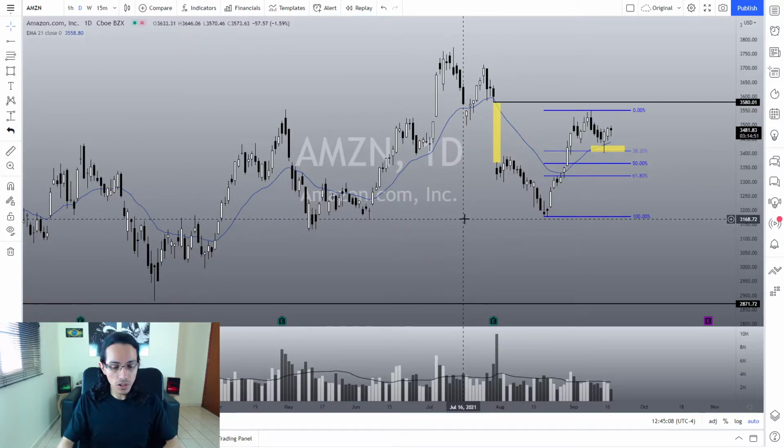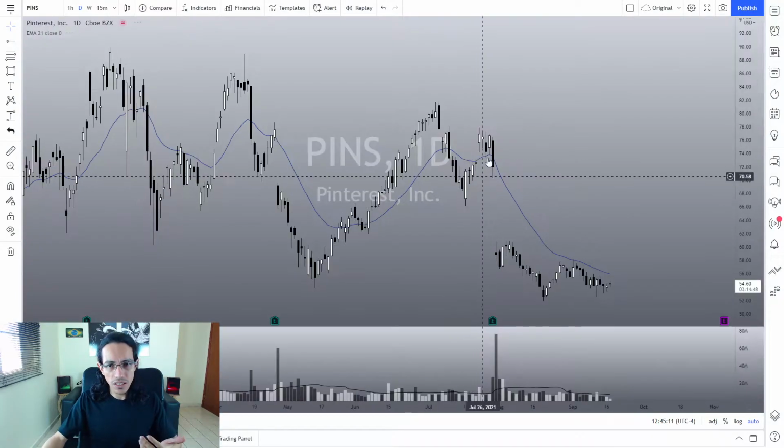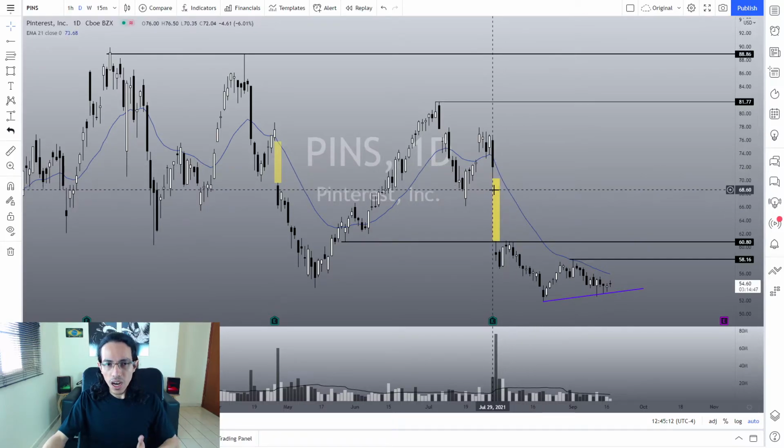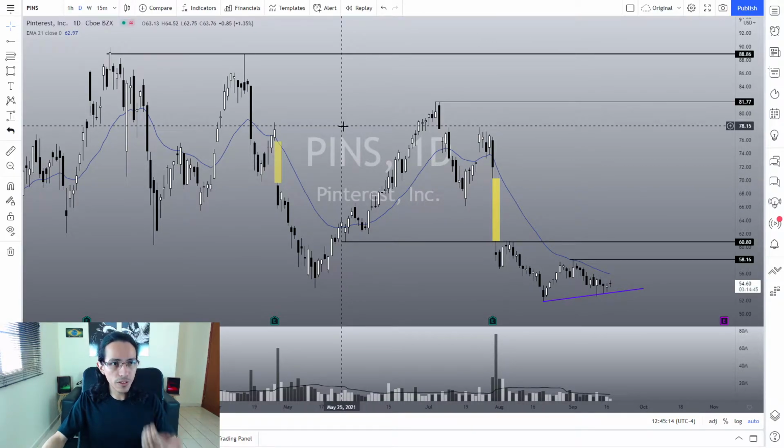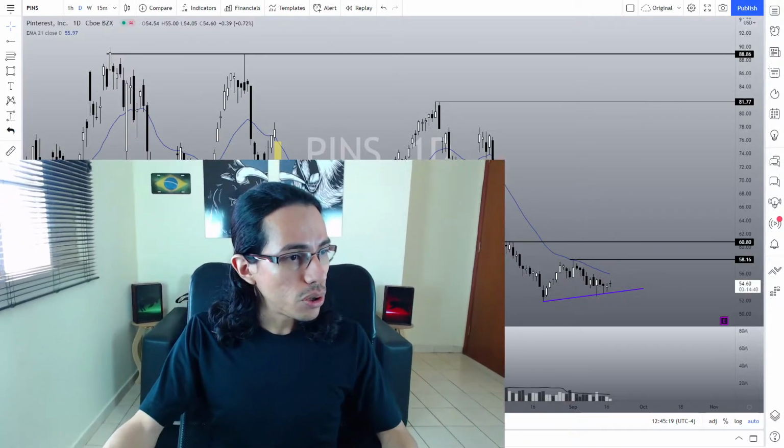All right, Amazon, Pinterest has another very nice gap over here. I firmly believe these gaps are going to be filled. Okay, I firmly believe that's going to happen because we are talking about good companies. If we were talking about bad companies, this is not necessarily true. All right, so always have this in mind.